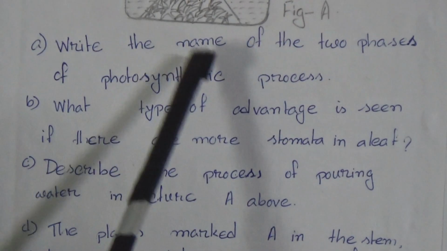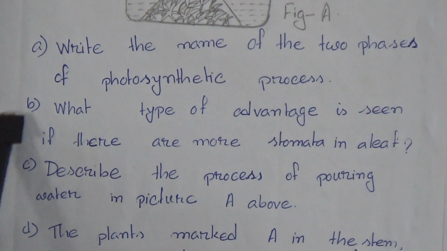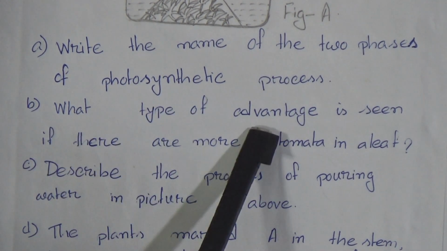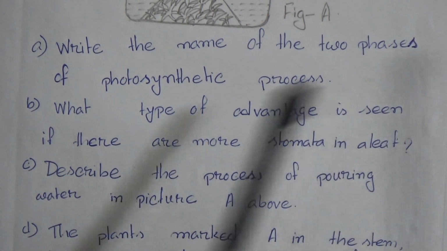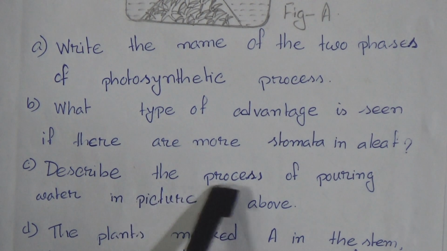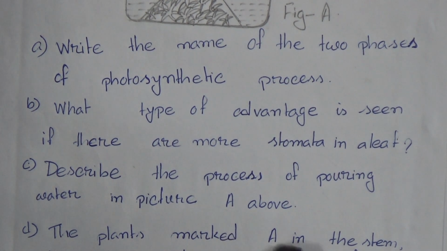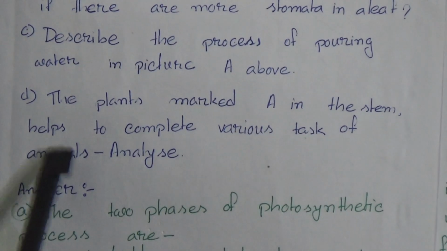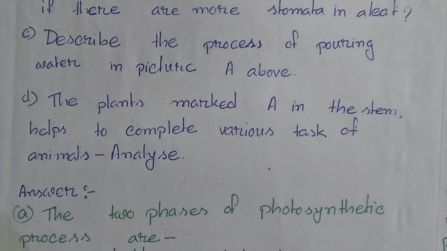A. Write the names of the two phases of the photosynthetic process. B. What type of advantage is seen if there are more stomata in a leaf? C. Describe the process of pouring water in picture A above. D. The plants marked A in the stem help to complete various tasks of animals' analysis.